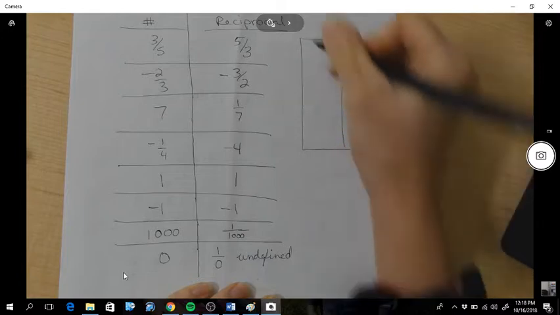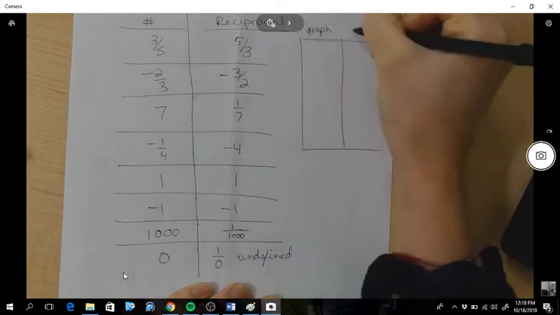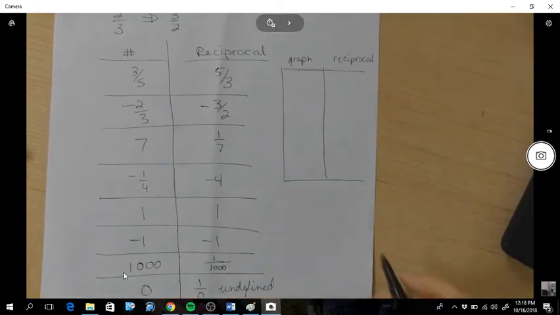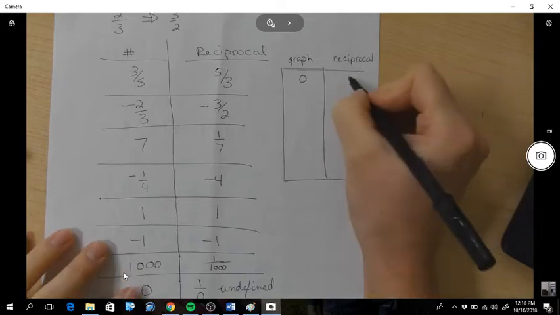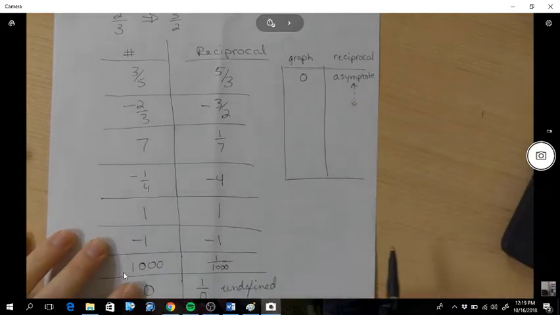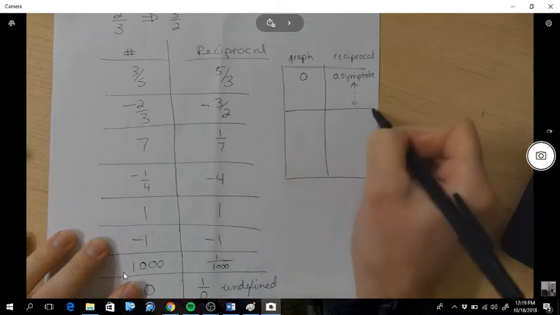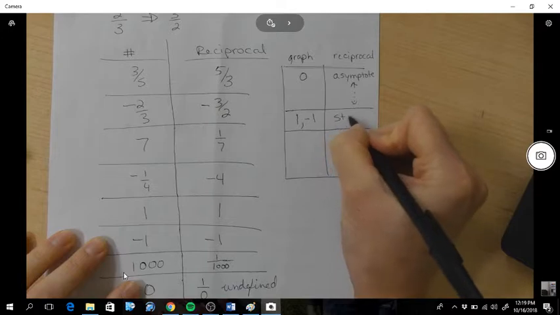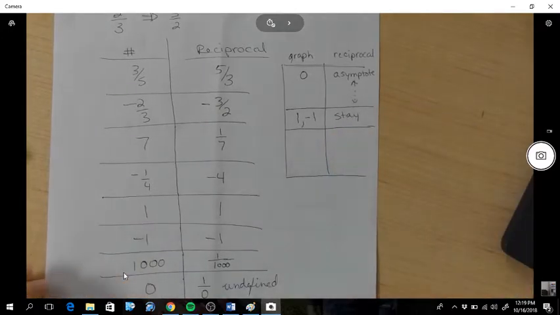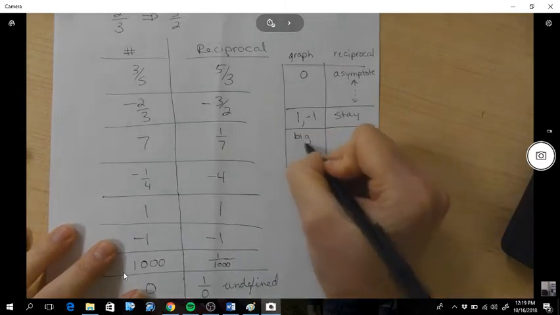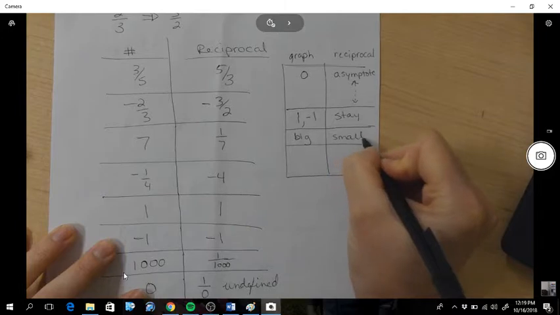When you're going to graph the reciprocal, if your graph is equal to 0, you're going to draw an asymptote, which is an undefined vertical line. If your graph is 1 or negative 1, your new graph is going to stay at that point. If your graph is really big, it's going to turn small.